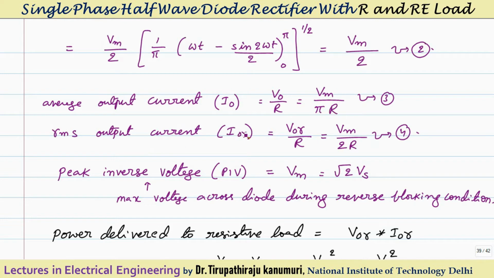Similar is the case for RMS current. RMS current will be equal to RMS voltage divided by resistance, that is V maximum by 2 is the RMS value, divided by the resistance. We got it.